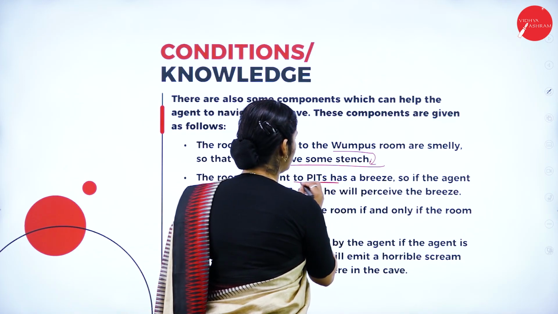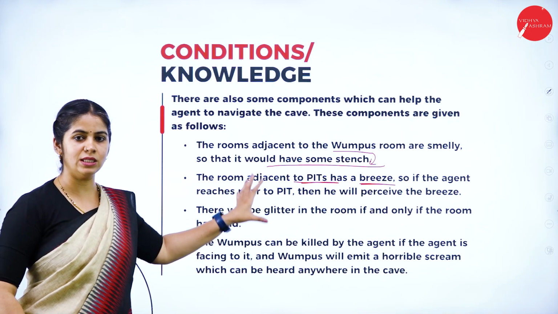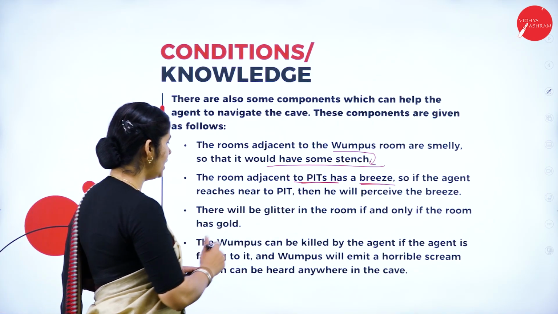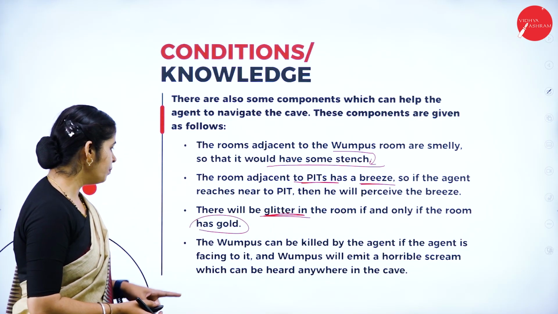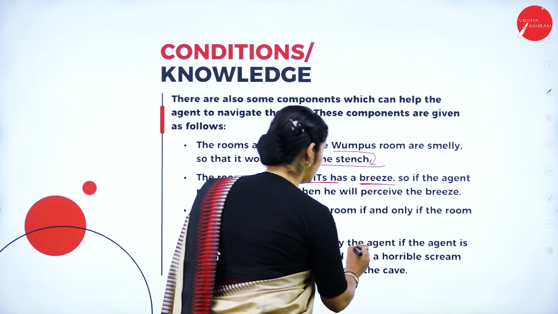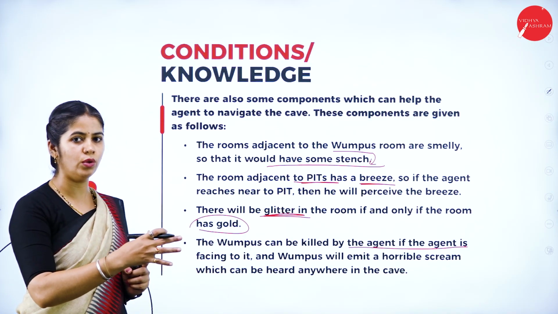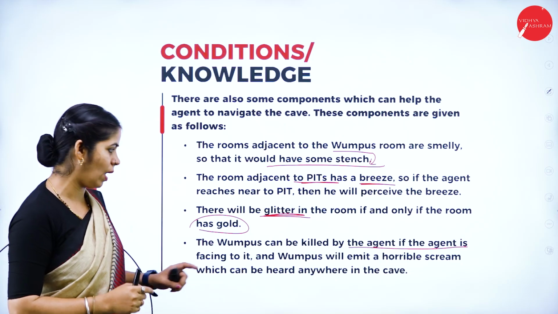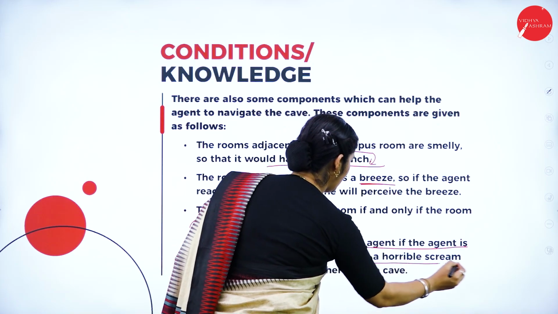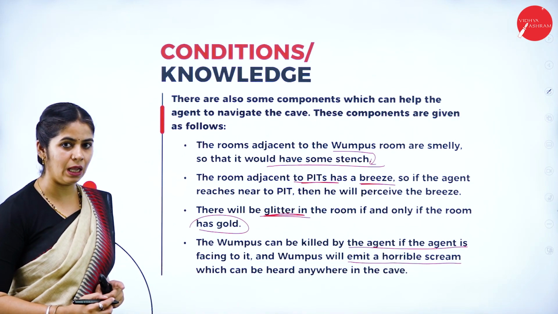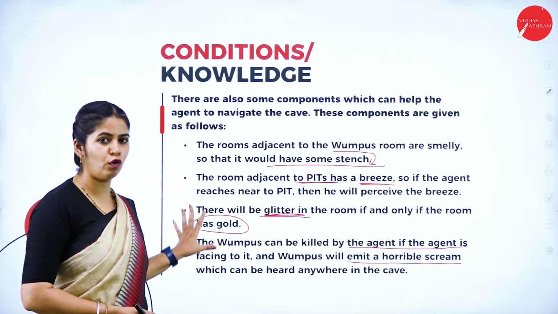The rooms adjacent to a pit have a breeze, so the agent can understand there is a pit nearby. When there is a glitter in the room, that means the room has gold, right? And the Wumpus can be killed by the agent. Once he goes near the Wumpus, the agent has one chance to kill it. But when the Wumpus is killed by the agent, it will emit a horrible scream, heard anywhere in the cave, anywhere in the 4x4 grid.